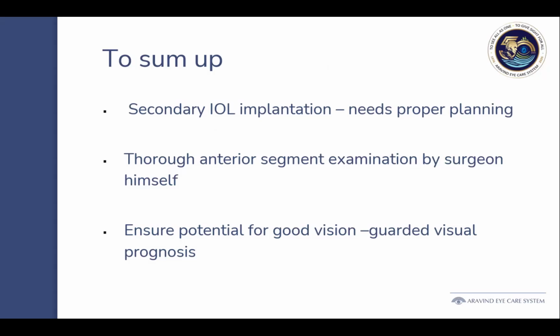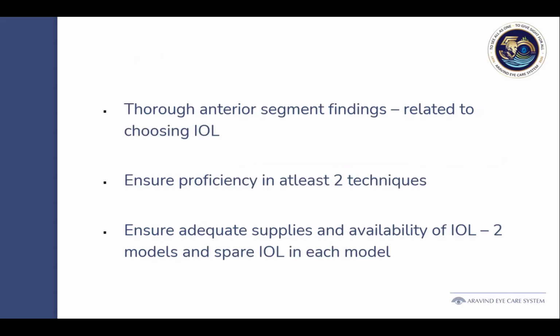So to sum up, secondary IOL implantation, first of all, needs a proper planning, a thorough anterior segment examination by the surgeon himself, ensure the potential for good vision, and yet give a guarded visual prognosis to the patient. A thorough anterior segment findings need to be noted related to choosing the IOL. Ensure proficiency in at least 2 techniques. Ensure adequate supplies and availability of IOL, 2 models, 2 spare IOLs, and all the possible sutures.